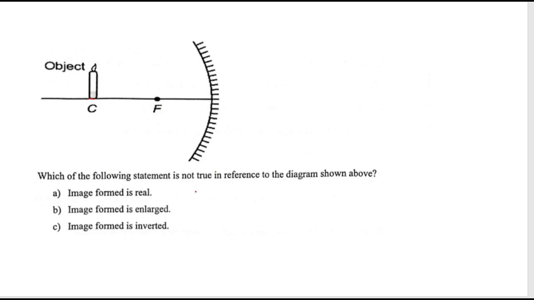Image formed is real, that is a true statement. Image formed is enlarged is a wrong statement, and image formed is inverted is a true statement. So, the answer is option B, image formed is enlarged is not true, because when the object is at C, the image is also the same size.